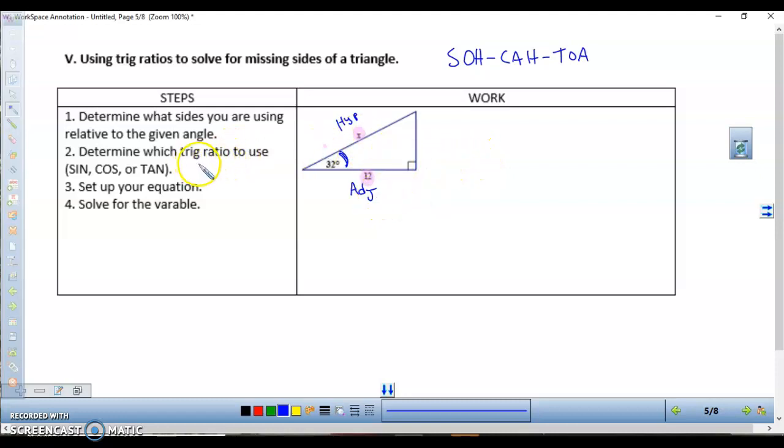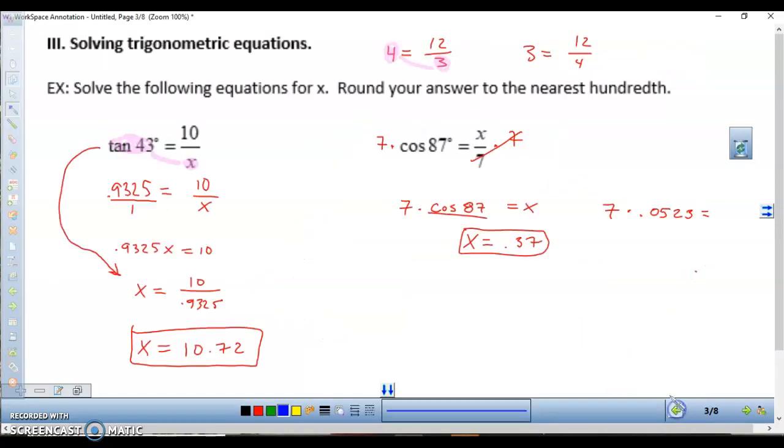Step two, which trig ratio should we use? So I look at my SOHCAHTOA acronym, all right? And in SOHCAHTOA, which one uses A and H? Cosine does. So I will simply say, all right, this is a cosine problem. Step three, set up the equation. So then you say the cosine of the angle, so cosine of 32 degrees, is equal to adjacent over hypotenuse. Adjacent is 12 over hypotenuse is x. And now we simply need to solve for x just like we did in these previous examples here.